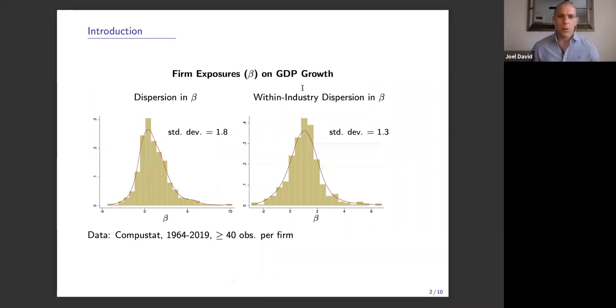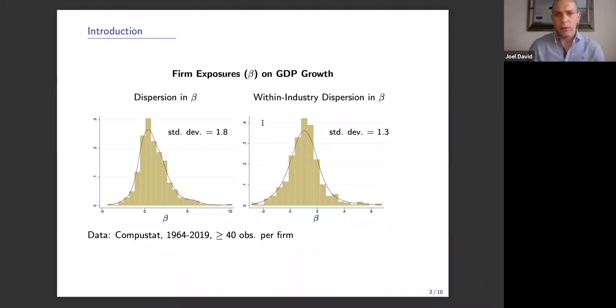Just to give you a flavor of the type of heterogeneity we have in mind, this slide shows a simple exercise where we took the set of firms in Compustat. For each firm, we run a time series regression of its sales growth on aggregate GDP growth, and in the two pictures I'm plotting the coefficients from those regressions. On the left-hand side, we can see a large amount of dispersion in these coefficients, so firms have very different sensitivities to business cycle shocks.